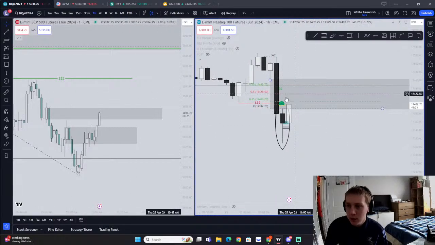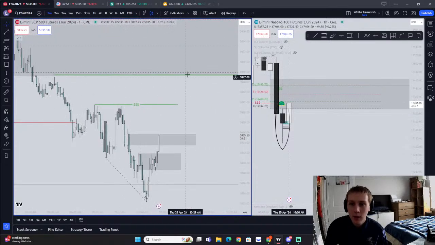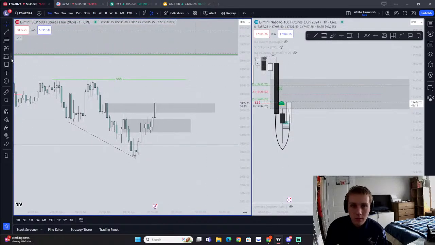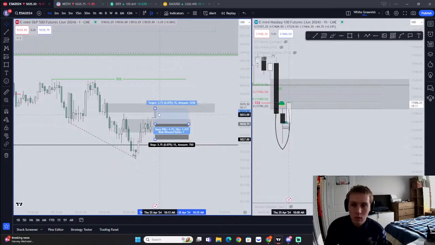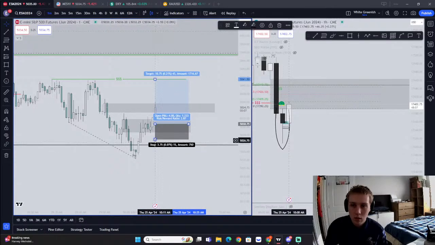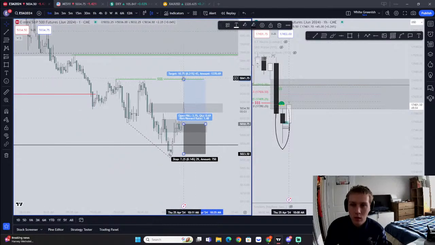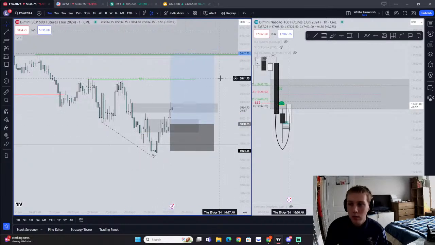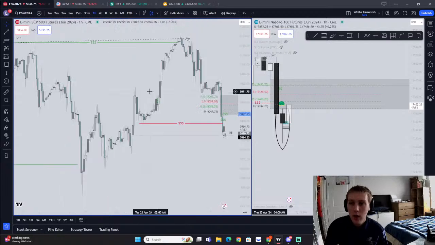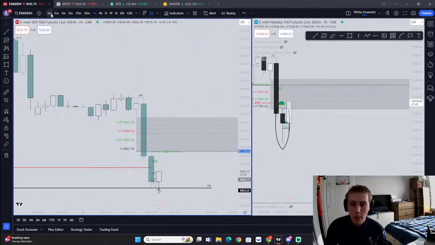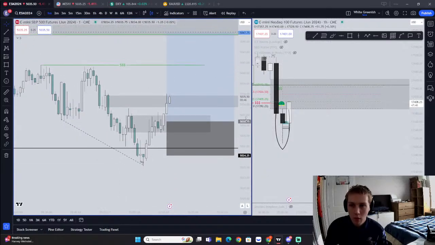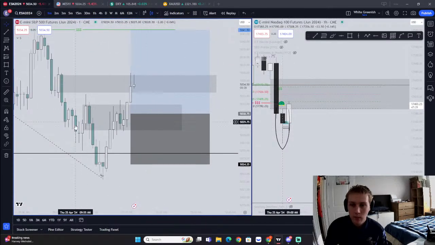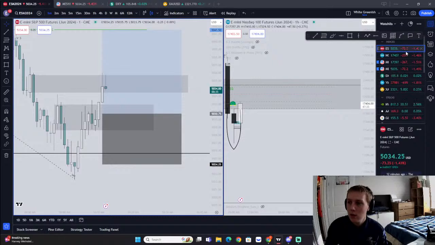Seeing if we could possibly push up into consequent encroachment. So with that being said, I'm looking for this to play out on ES as well. Yeah, there's no way we don't retrace into this gap. Breaker, order block, fair value gap. I'm gonna take this.